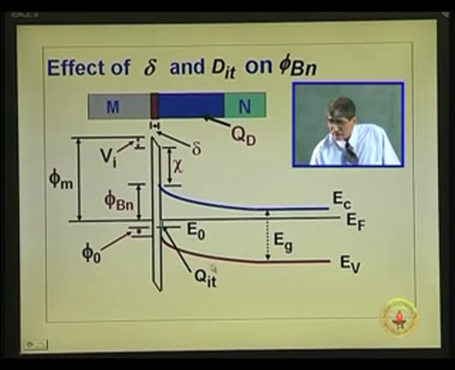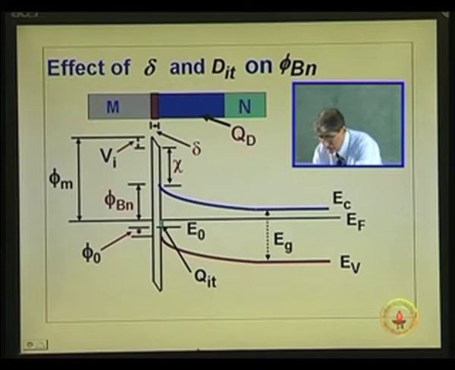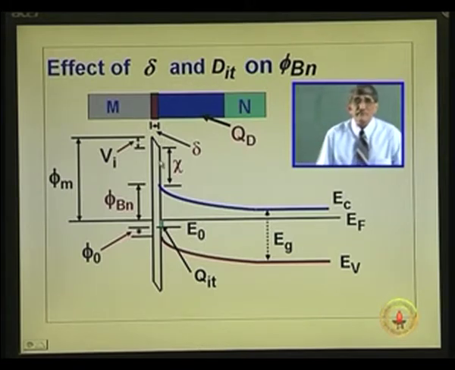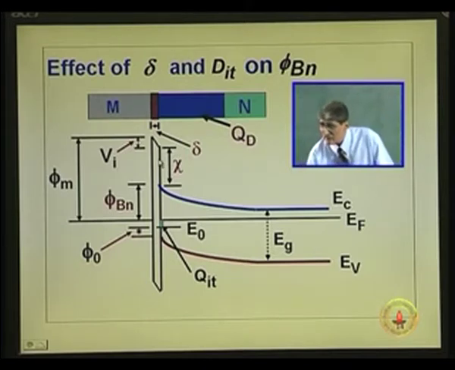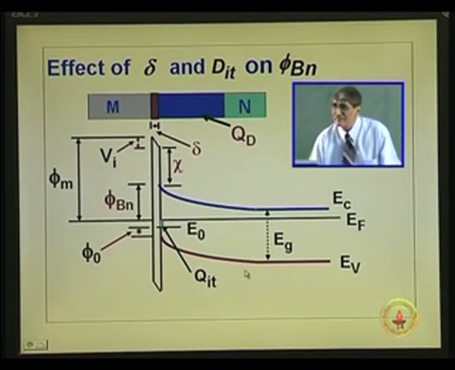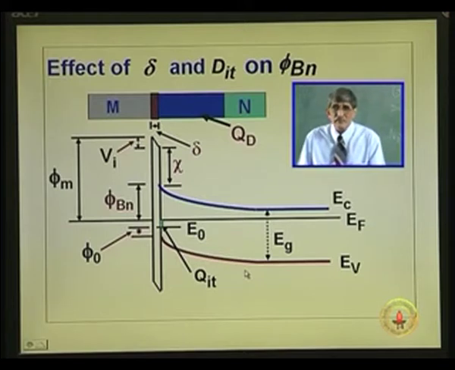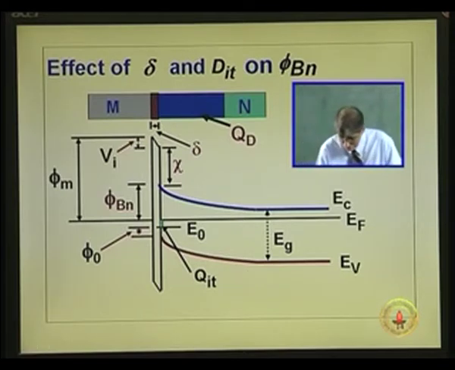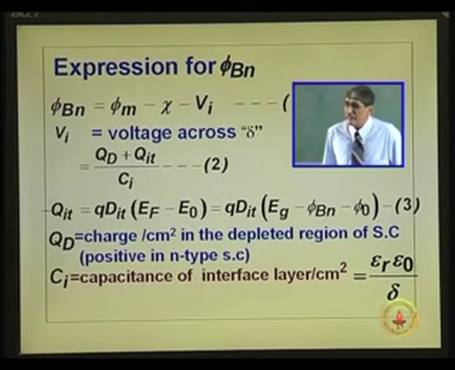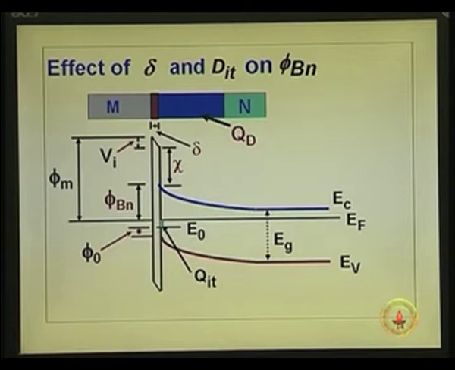So, what we have to see is what is the value of phi bn in the absence of the voltage drop in that layer. What was the phi bn? Phi bn was phi m minus chi. Now, the difference between the old theory and the present theory is that phi bn is actually equal to phi m minus chi minus that extra drop that is present. So, you can see that there.